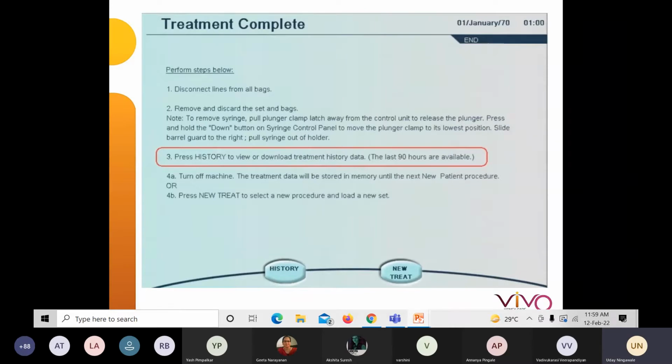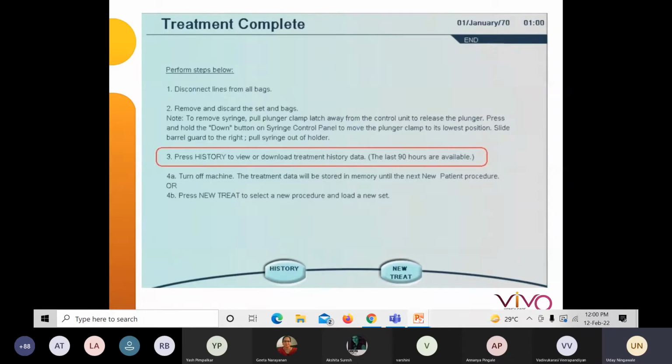Disconnect lines from the bags. Remove and discard the set and the bags. You will get the last treatment history, about 90 hours, available. When you press the history, you will get the last 90 hours of treatment data. You can also download the treatment history data.